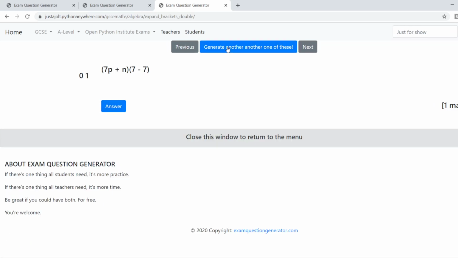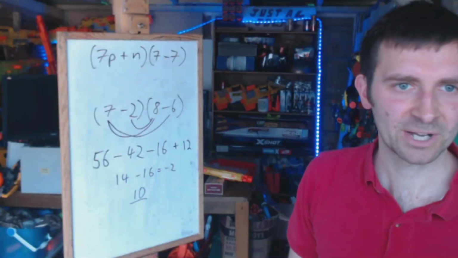Let's do just one more. Oh, this is interesting now. I'm going to make a little bit of space for myself while you look at that. There we go. So we've got 7p plus n, and then we've got 7 minus 7. 7p plus c, 7 minus 7.